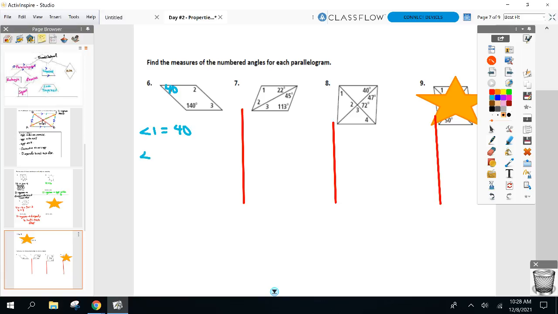Angle 2, 140. Opposite angles are congruent. And then angle 3, 40, you could use either one. Consecutive angles are supplementary or opposite angles are congruent. We're all right. Okay, let's go to number 2 here.